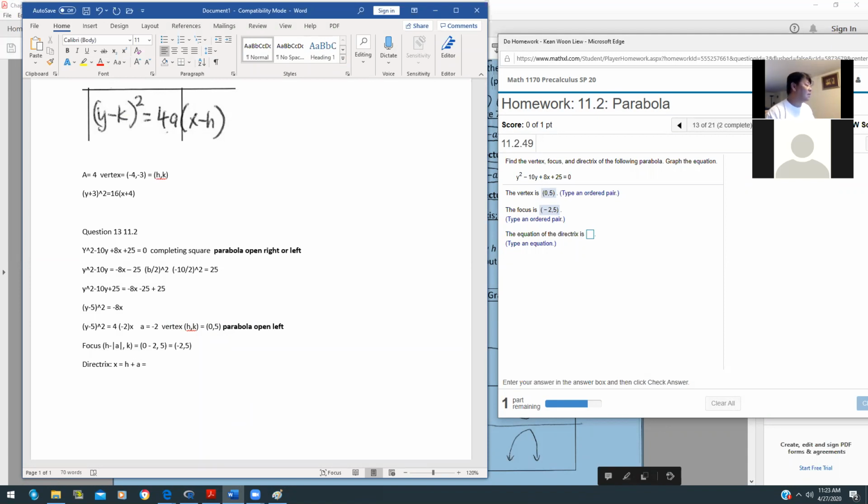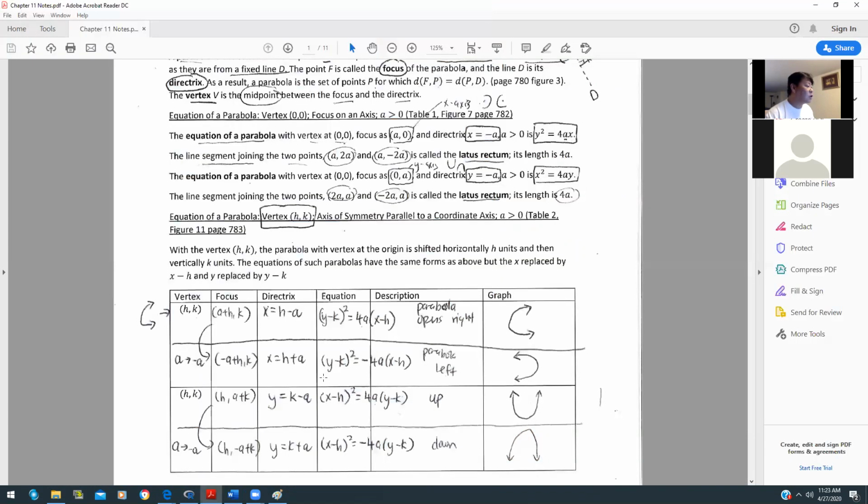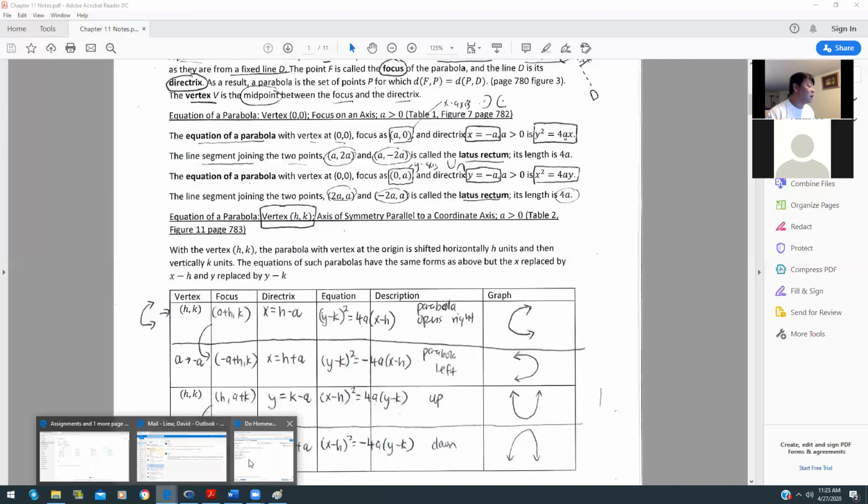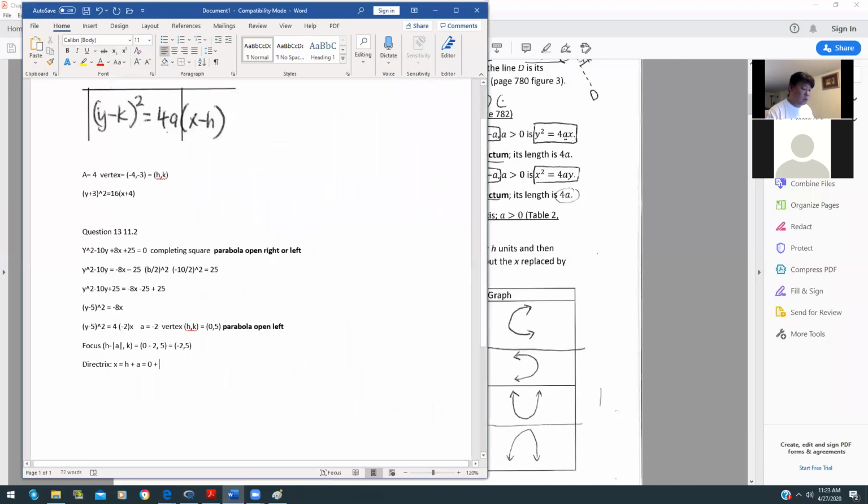H in this case is 0. A is negative. Is it plus or minus? Let me see. H plus a, yeah. So it's +2. Sorry. So in this case, you will get 2. So you get 2 here. 0 plus 2 is 2.